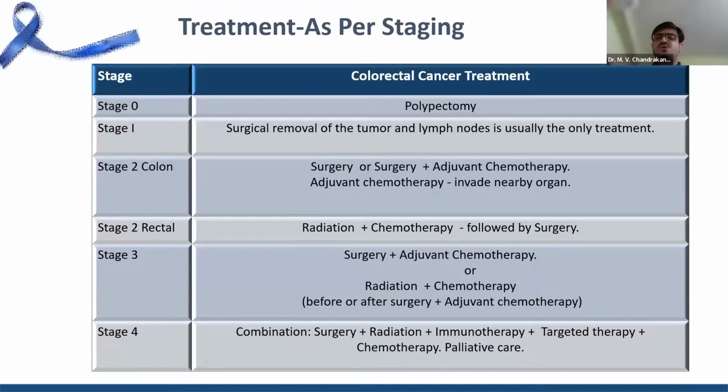Polypectomy in stage 0, even before the mucosa is involved, the carcinoma in situ can be handled. And then stage 1, 2, 3, and 4. So the more the stage, you need more treatment. If you are in stage 2, you need surgery, and you may need tablets also. And if you are in stage 3, you need surgery, chemo, so much treatment.